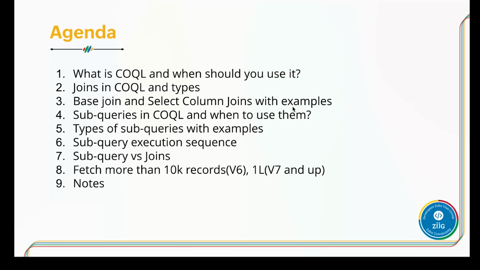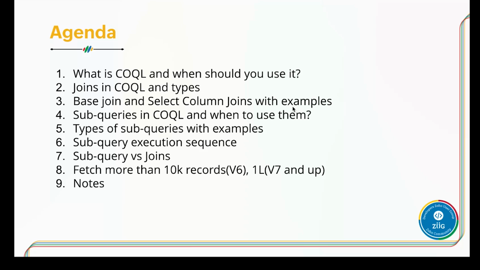Today we'll be discussing what is COQL and when you should use it. This is going to be a very brief explanation of what a COQL API does. And then coming to the juicy part of the agenda today, we'll be discussing joins in COQL and the different types. We'll also be explaining the different joins with examples. We'll discuss subqueries in COQL and when you can use them, the different types of subqueries with examples. And we'll also see the execution sequence of a subquery. And we'll have a brief comparison between subquery and joins.